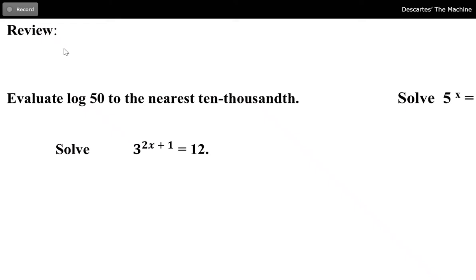Hello, my good friends. Today I want to talk about common logarithms. So get yourself a paper and a pencil, because when you're thinking, you should be writing, and as you're writing, you should be thinking. And let's begin.